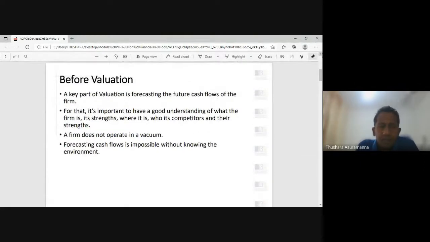Before understanding valuation, which is forecasting the future cash flows of the firm, it's important to have a good understanding of what the firm is, its strengths, and where its competitors are and their strengths. Operating in a vacuum is impossible without knowing the environment. If we need to understand how the firm is going to do, its cash flow generation and future potential all depend on key factors, like the business environment, management environment, technical environment, legal, and so many other things that we need to understand.